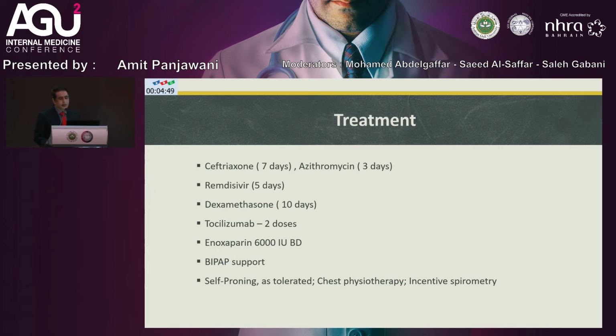So, coming back to our case, our patient was treated with broad spectrum antibiotics. She was given remdesivir for 5 days, treated with dexamethasone, and because she had a severe hypoxemia requiring a non-invasive ventilator support, she was also treated with tocilizumab.